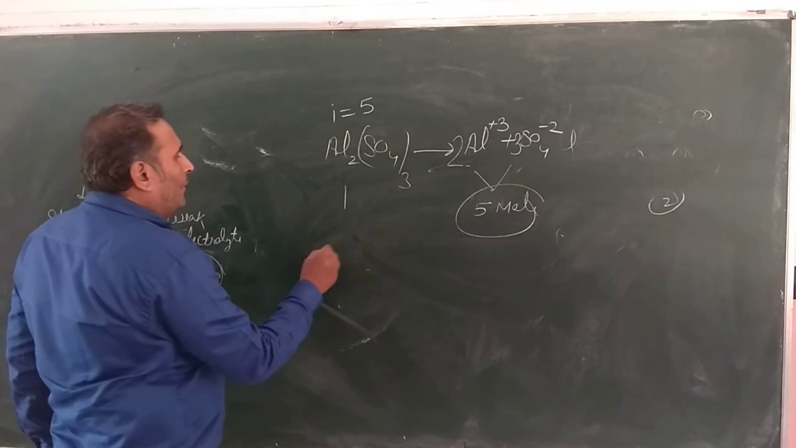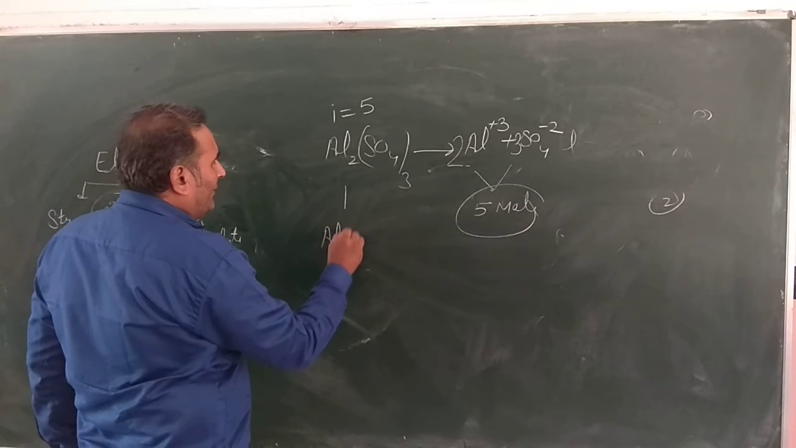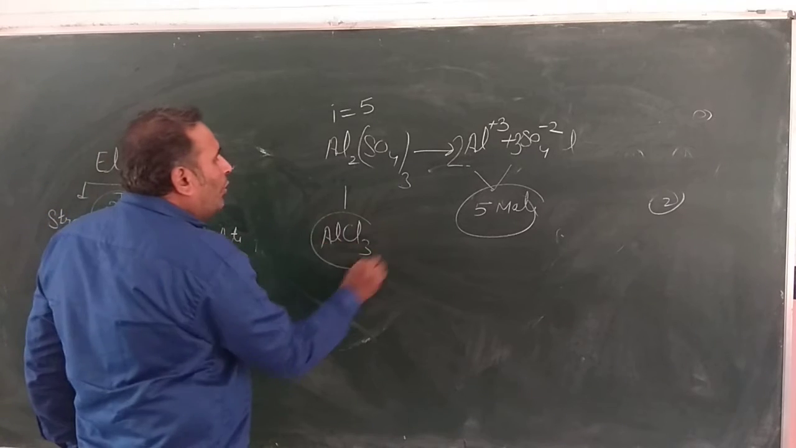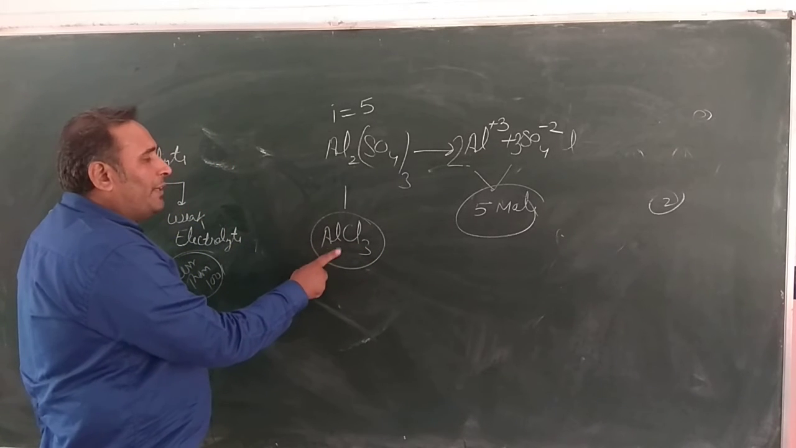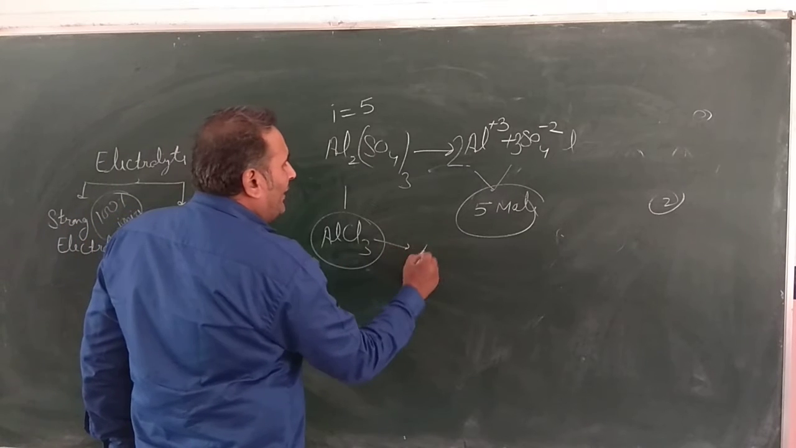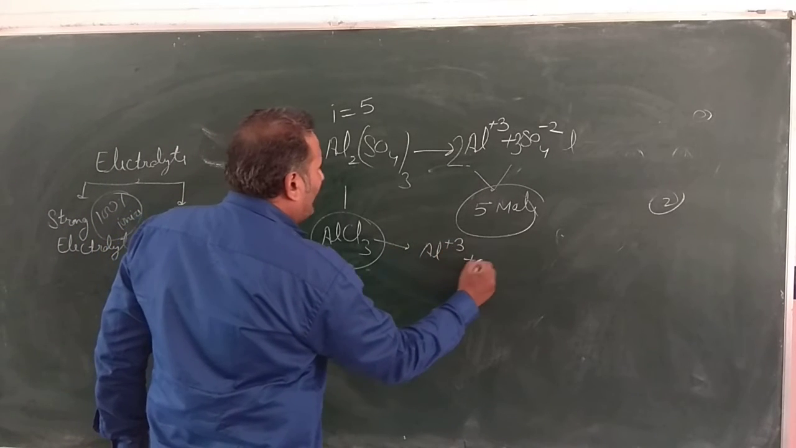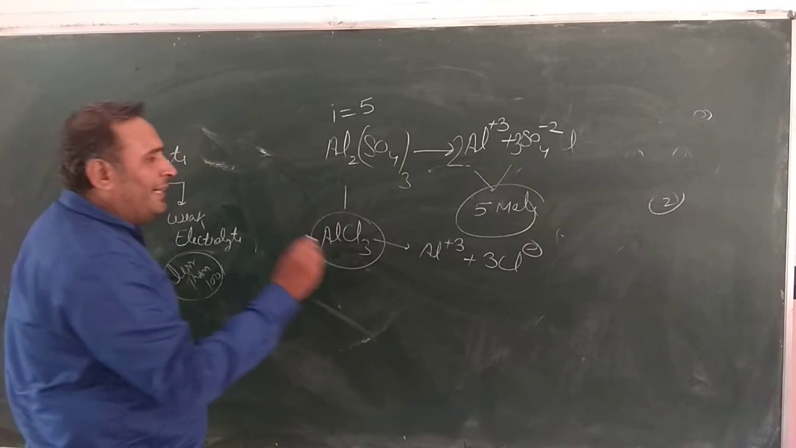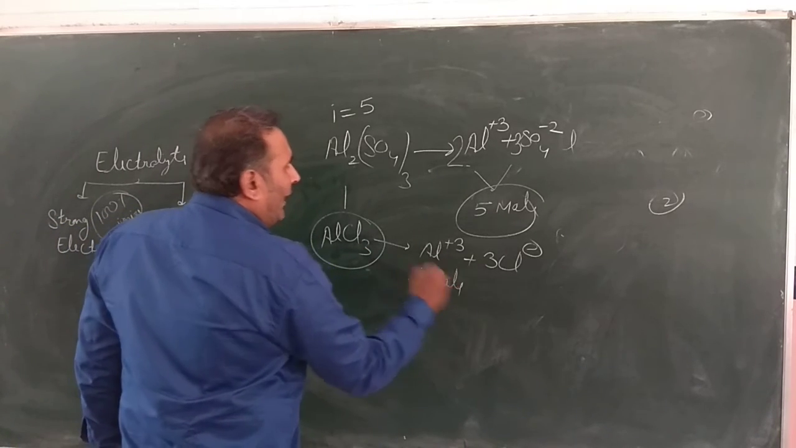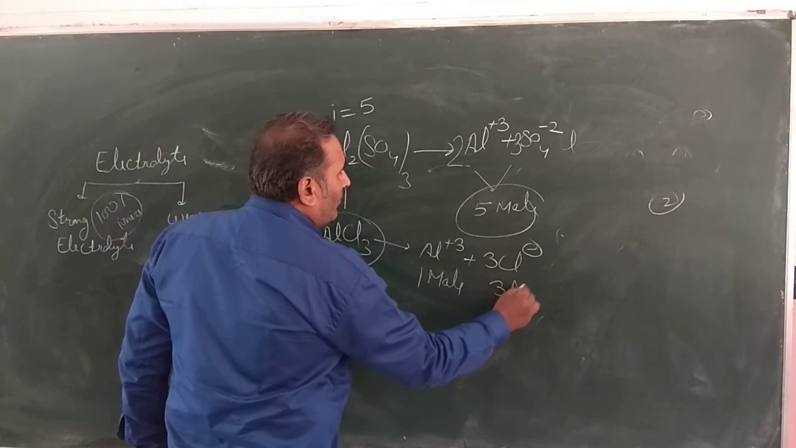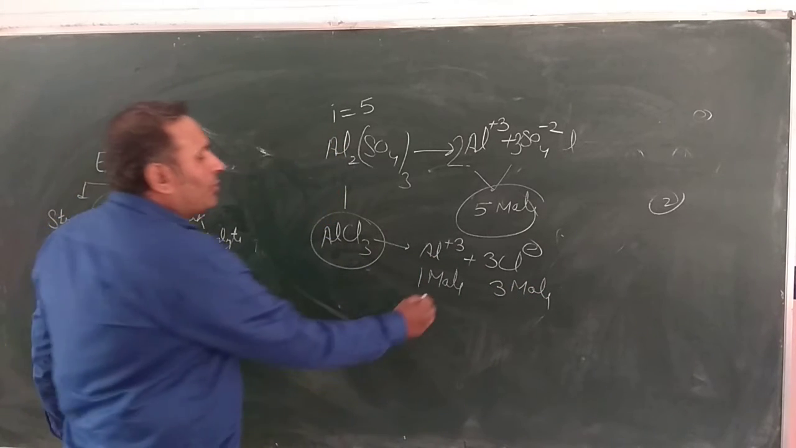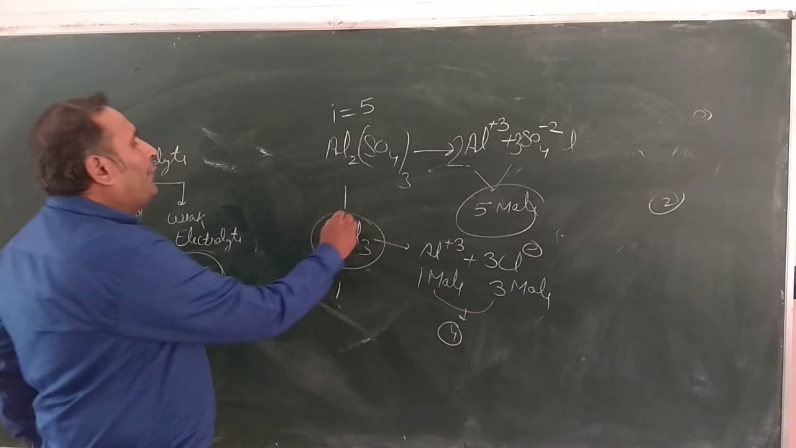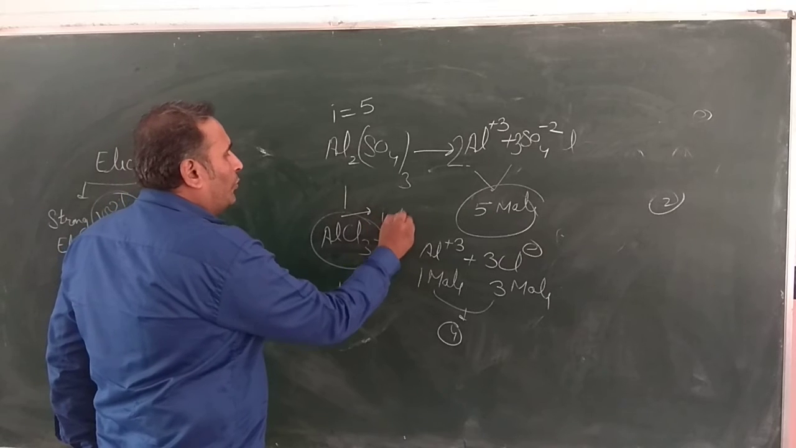Similarly, if I am talking about AlCl3, and if I am assuming that AlCl3 is 100% ionized, then how many moles of ions would it produce by 1 mole of aluminium chloride? We can say it will be ionized into Al3+ plus 3 mole of Cl- ion. So total ions produced by 1 mole of aluminium chloride are 1 mole of aluminium ion and 3 mole of chloride. That's why total moles are 4 mole. So 1 mole is giving 4 mole of ion. That's why van't Hoff factor for aluminium trichloride is equal to 4.